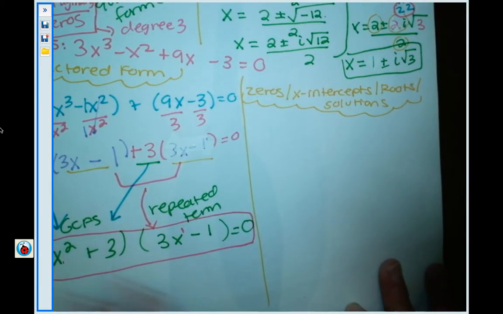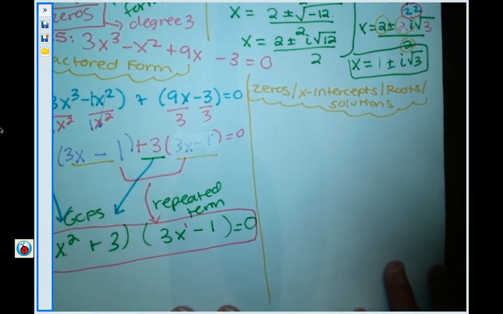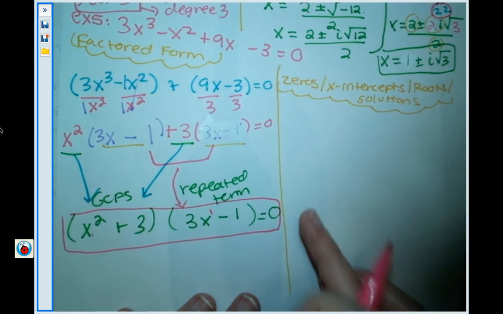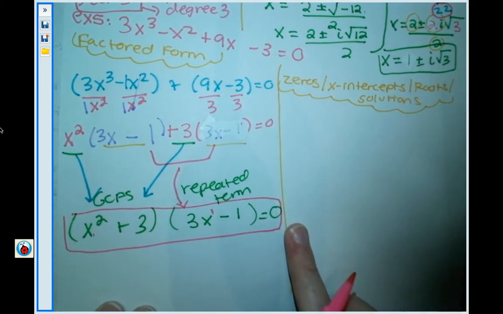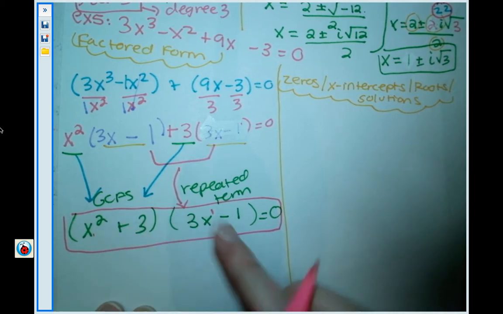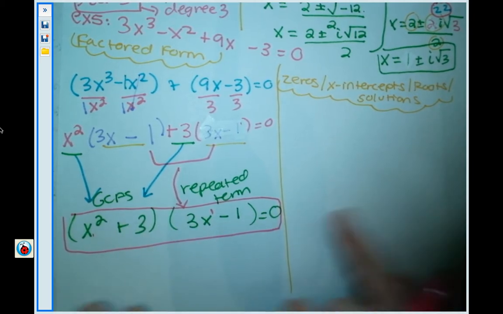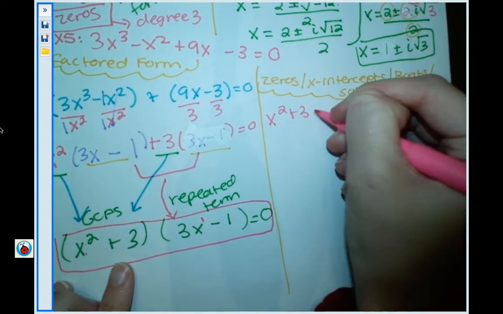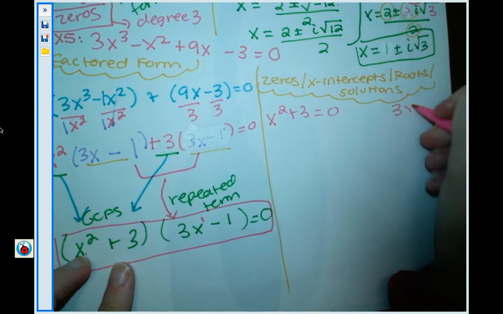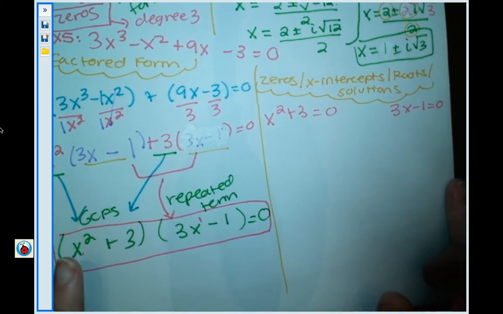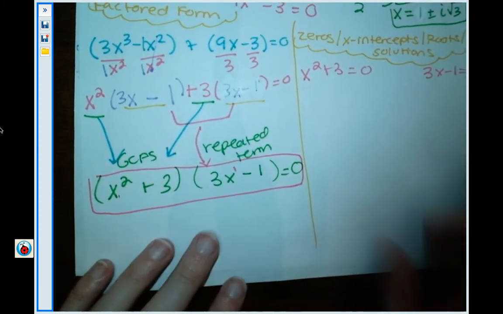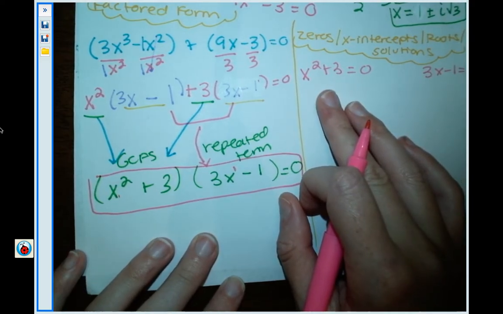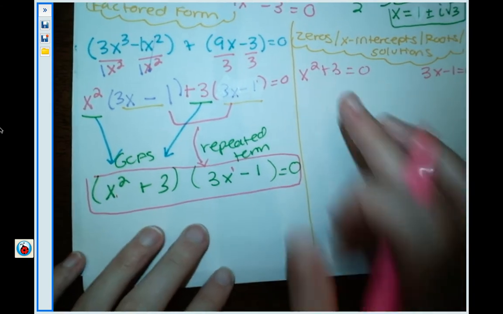Alright, now let's start finding our zeros, x-intercept, roots, or solutions. Okay, which remember to do that, we set each of these parentheses equal to 0 because this times this has to equal 0. And if you have things that multiply to 0, at least one of them has to be 0, right? So I'm going to set x squared plus 3 equal to 0 and my 3x minus 1 equal to 0. Alright guys, so I have a quadratic and a binomial.